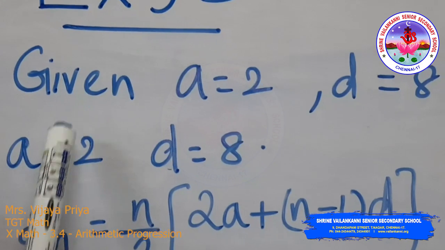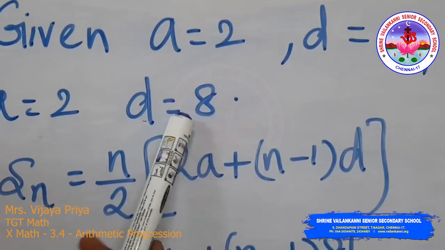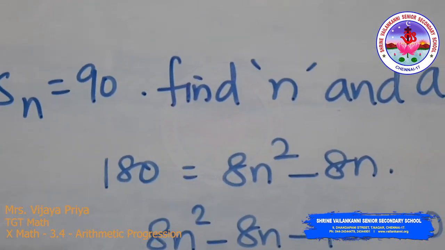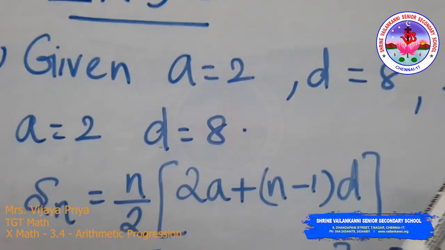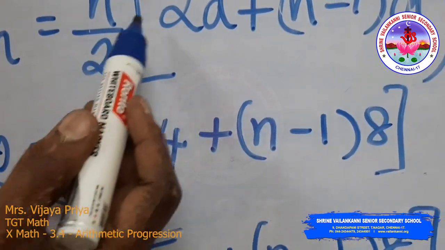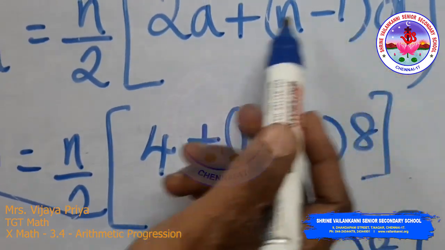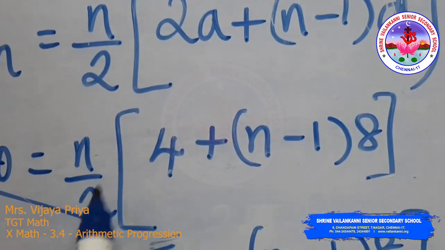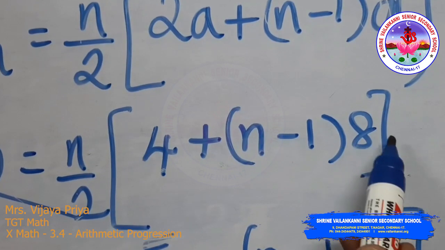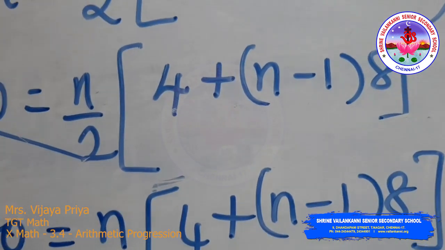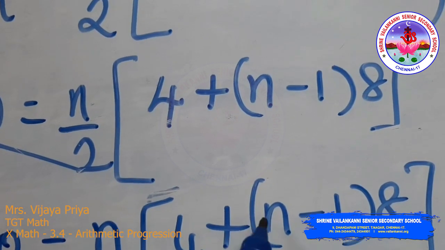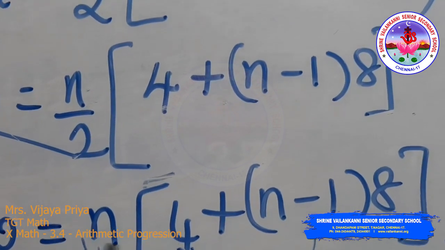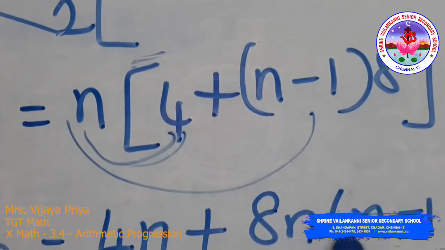Sixth subdivision. Given a is equal to 2, d is equal to 8 and Sn is equal to 90. Find n and An. So here we don't know your An as well as your n. So we are writing Sn is equal to n by 2 into 2a plus n minus 1 into d. Substituting a value and d value in the equation, I will get Sn is 90, is equal to n by 2 into 4 plus n minus 1 into 8. Multiplying 2 to the other side, it becomes 180 is equal to n into 4 plus n minus 1 into 8, and multiplying n inside for both the terms, I will get 4n plus 8n into n minus 1.